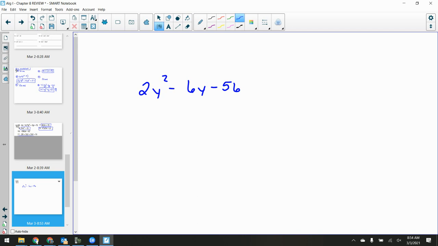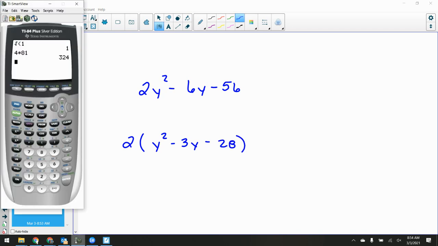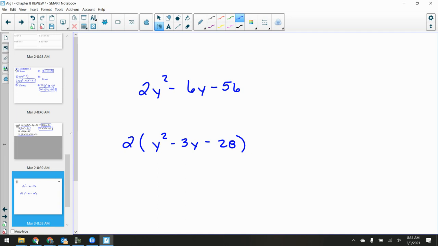So I've got 2y squared minus 6y minus 56. Now, if I don't factor out a GCF, this is a hard type problem. But watch what happens when I factor out my GCF of 2. So I've got a 2 on the outside that's giving me a y squared minus 3y minus, what's 56 divided by 2? 28? I think so too. I'm going to double check that though. 56 divided by 2. Yeah, 28. And now this hard type problem turns into an easy type.